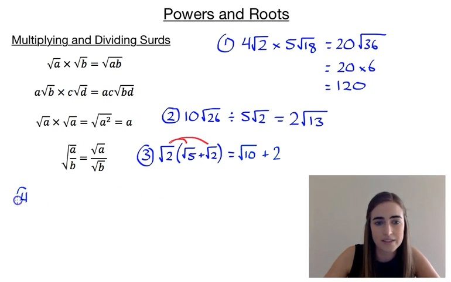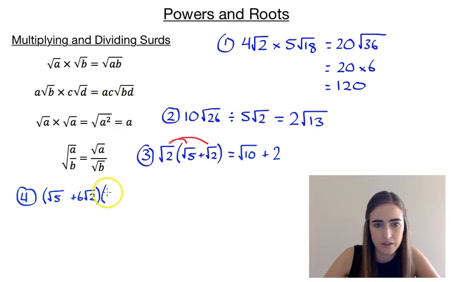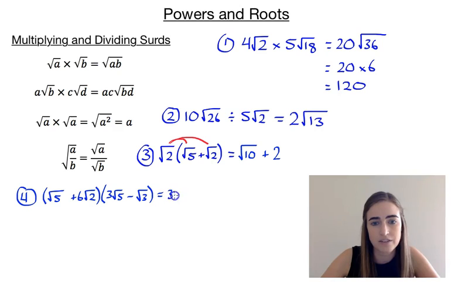All right, one last example. This one's a little bit longer. So if we had the square root of 5 plus 6 root 2 multiplied by 3 root 5 minus the square root of 3. So we're going to have to expand this out. So we're going to have the square root of 5 times 3 root 5 would give us 3 times 5, because the square root of 5 times the square root of 5 is just 5.